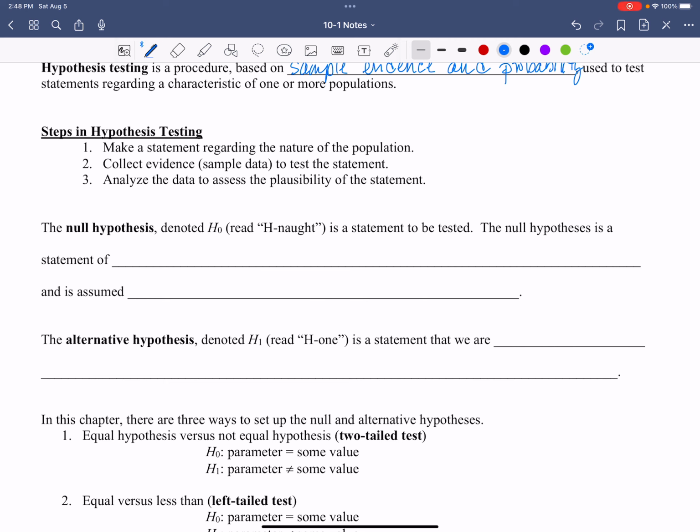The null hypothesis is a statement of no change, no effect, or no difference, and is assumed true until the evidence indicates otherwise.